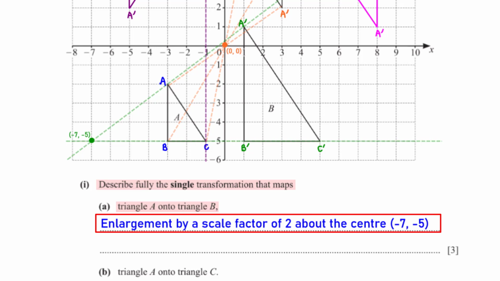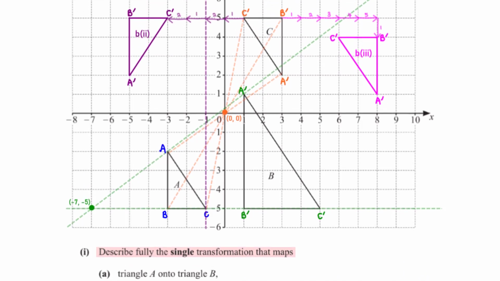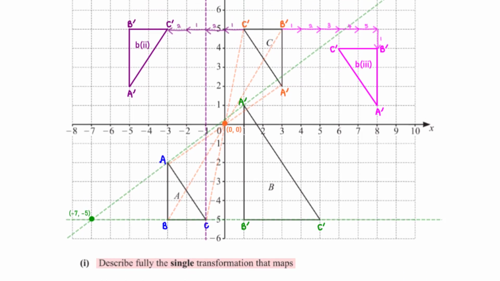Describe fully the single transformation that maps triangle A onto triangle C. When we look at triangles A and C, we can tell straight away that this is a 180-degree rotation. So now we need to identify the center of rotation.